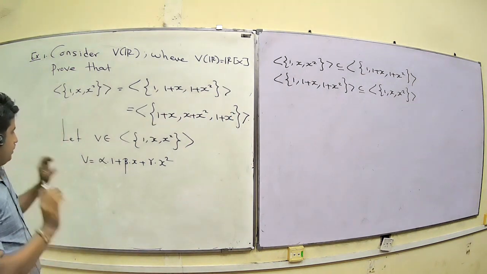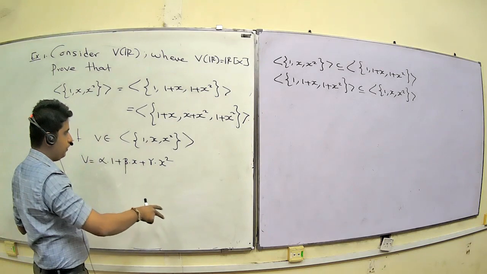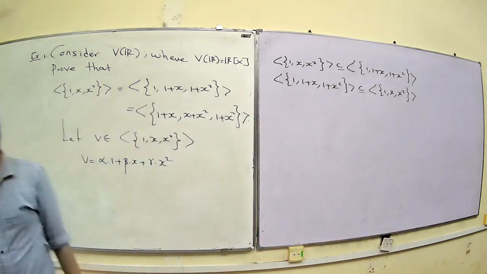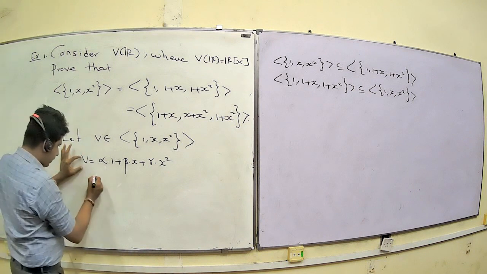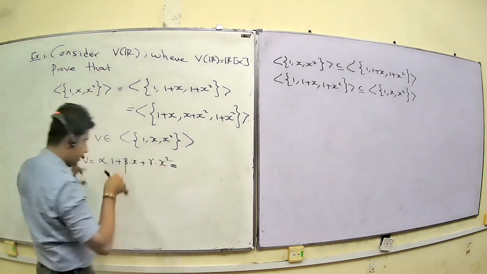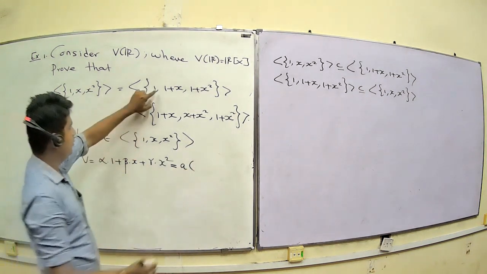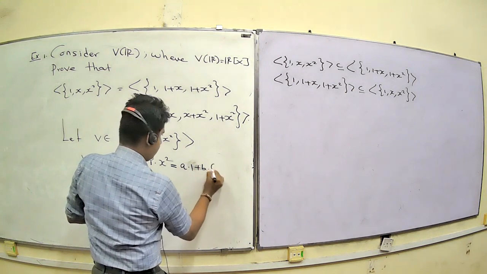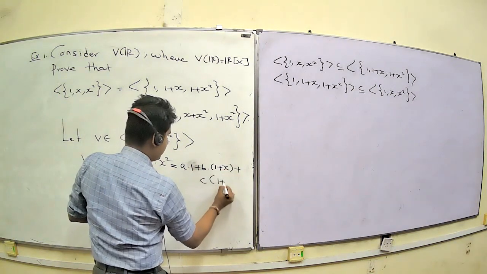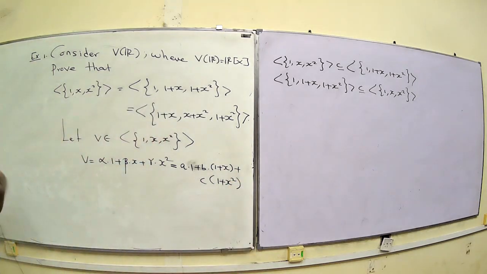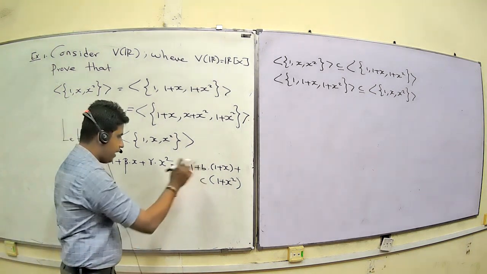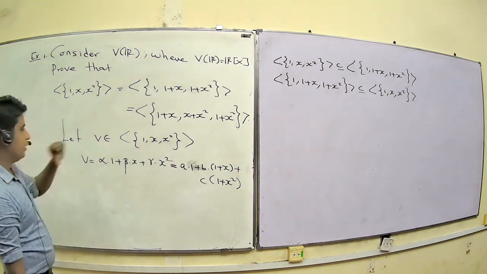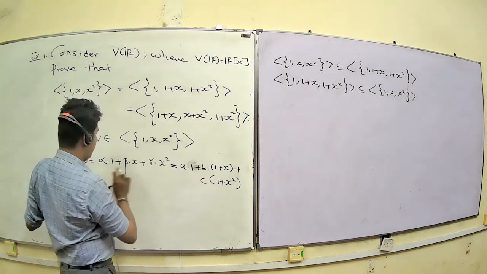Now we take B belonging to the span of the set, and you want to prove that B belongs to this set. So what is the idea first? We can write this vector equal to A times 1, plus B times 1 plus x, plus C times 1 plus x squared. Now what is your claim? You want to get the A, B, C values in terms of alpha, beta, gamma values. Got the point now?